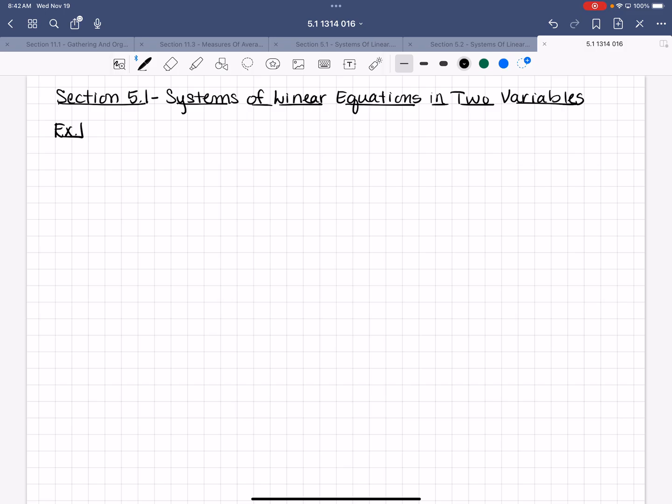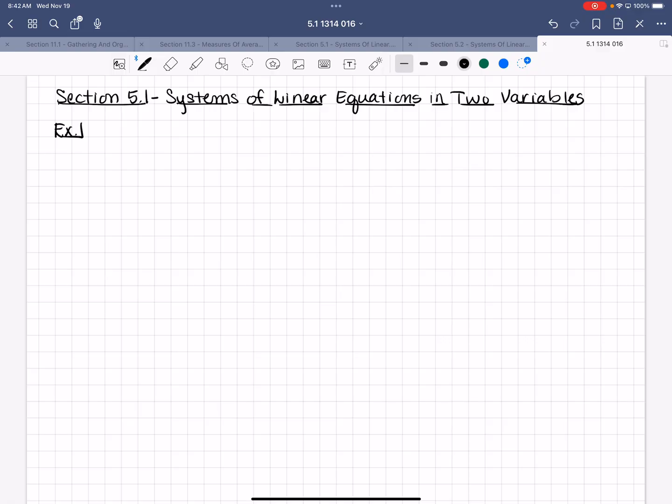And then section 5.2 is solving systems with 3 linear equations. So instead of just having x and y to solve for, then we have x, y, and z. So they go hand in hand of teaching them together. Even if we're not behind, I still teach them together because they all kind of flow together, okay?